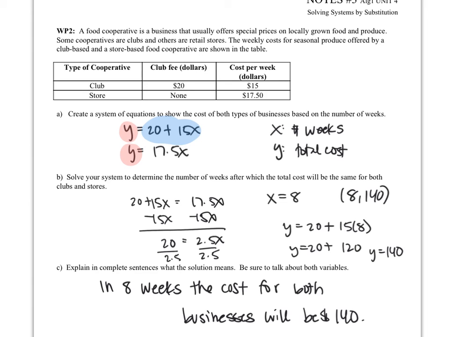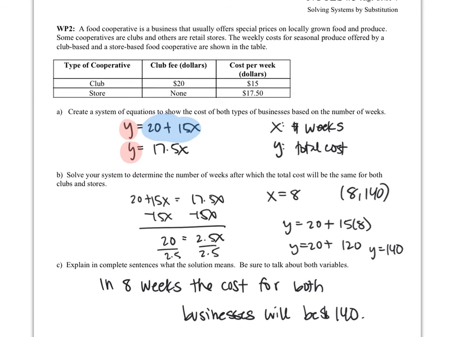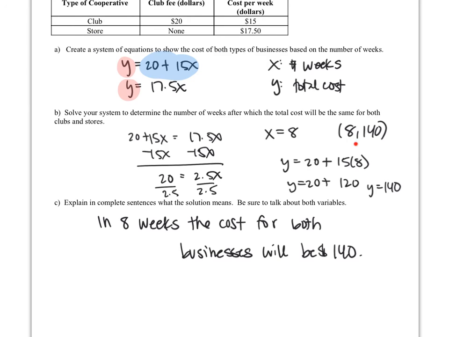And so then I plugged that number in here to find my y value. 15 times 8 was 120, plus 20 was 140. And so what this means is that my solution to my system of 8,140 means that in 8 weeks, the cost for both businesses will be $140.